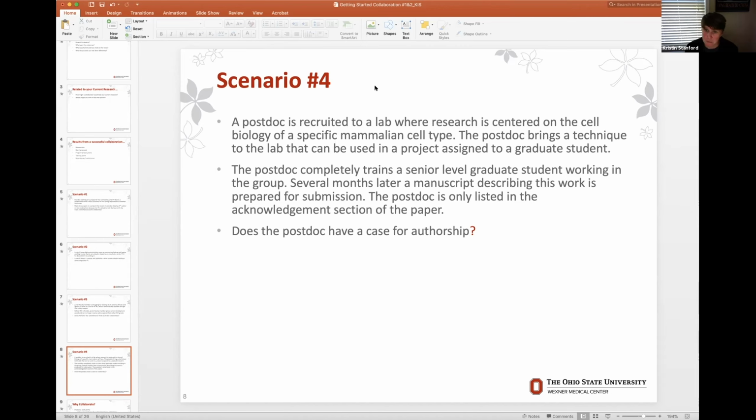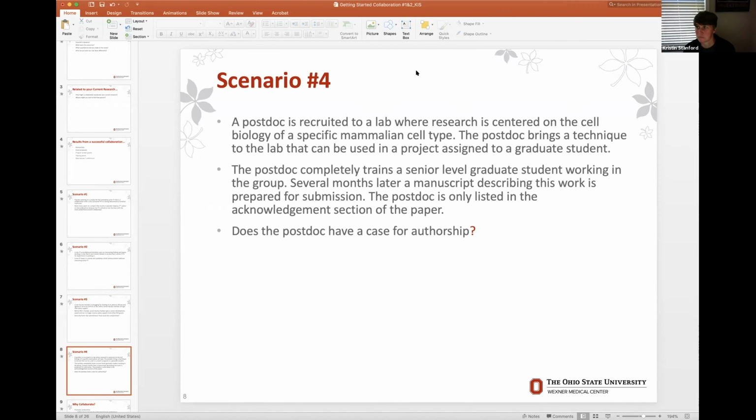I don't think there's really enough information in this scenario as you've written it to make a decision. If the technique was difficult but freely available, say in a JoVE article, then maybe there's less of an argument. If the postdoc brought it to the lab and it was truly their unique process, then maybe there's more of an argument. If they brought it and were never involved again, or if they were helping to drive the research questions, there are a lot of different ways this postdoc could have been involved.